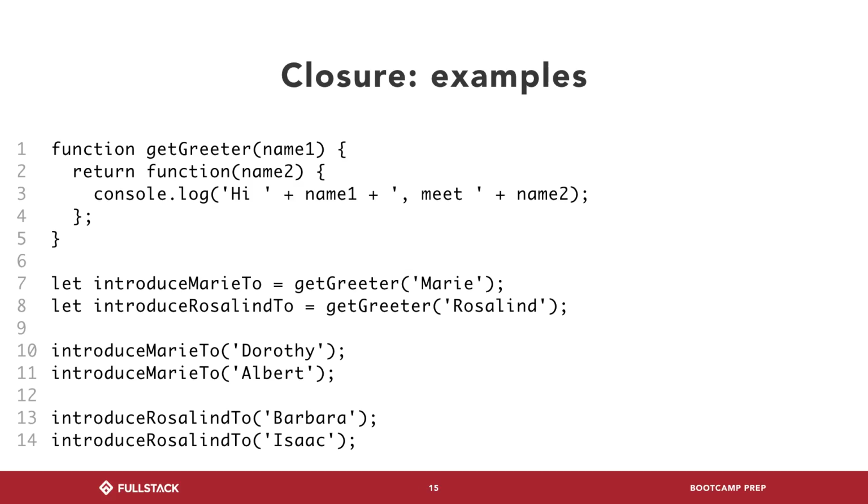And so this is another reason why, I mean, it's not the best explanation, but this is a reason why when we pass these functions, it's incredibly flexible. In this case, we're actually creating multiple instances. We're running getGreeter multiple times, and each time we're creating a new scope with a new name1 variable. So name1 for introduceMarieTo is different than name1 for introduceRosalindTo. Cool.